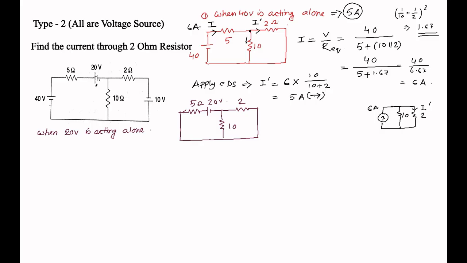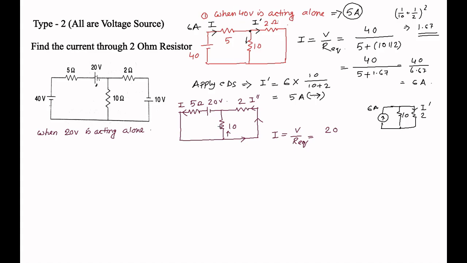Now the current which is supplied by this is I. Then some current flows through it and some current flows over here. So this is the I double dash. You have to find I double dash, and to find it, again we have to find I. So what is I? I is equal to V by R equivalent. V is given, that is 20 volt. What is R equivalent?